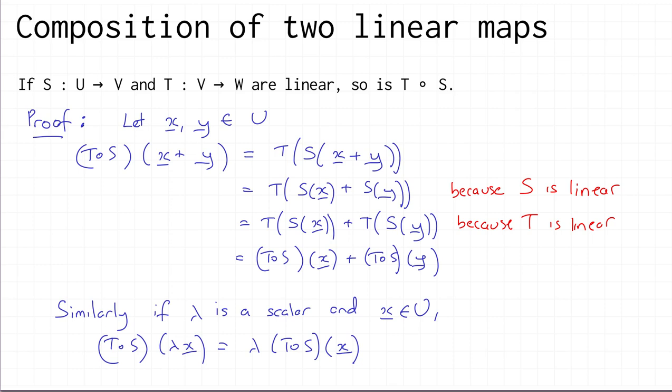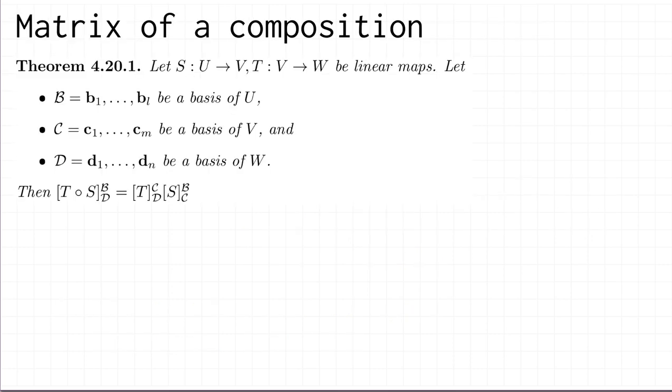Alright, so it's actually true that the composition of two linear maps is linear, so it actually makes sense for us to ask about the matrix of a composition. Since we only talk about the matrix of a linear map, we have to know that those compositions are linear before we can even get started.